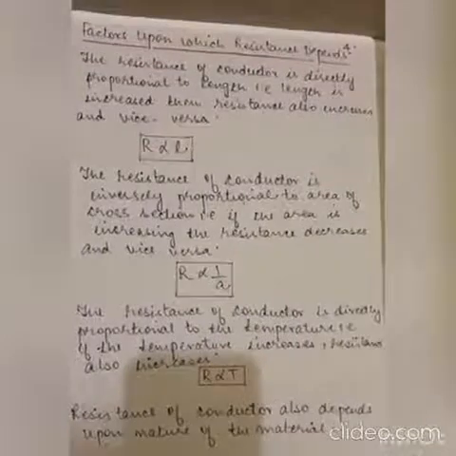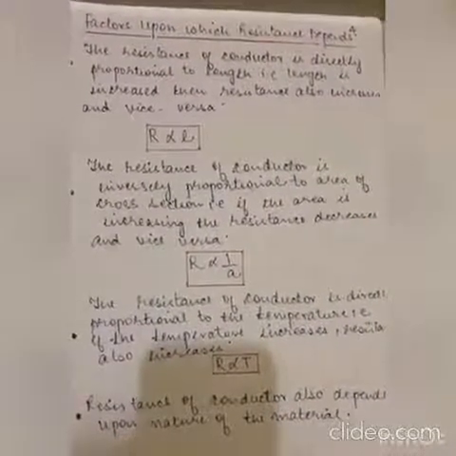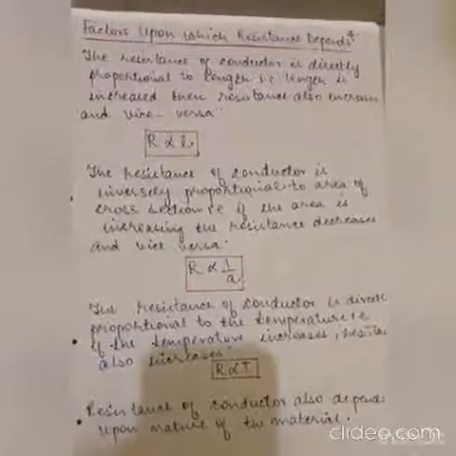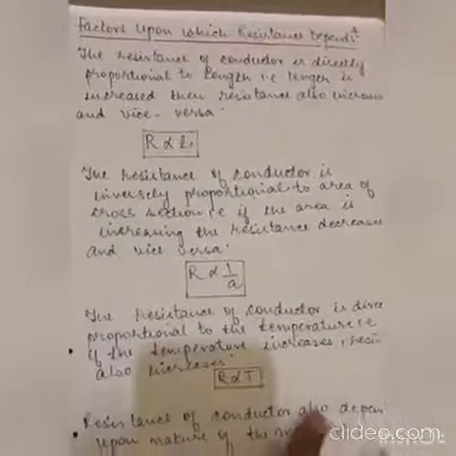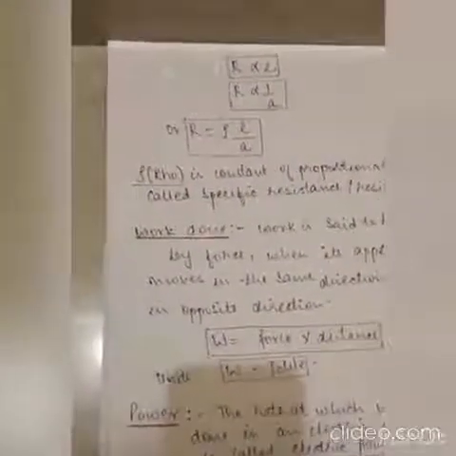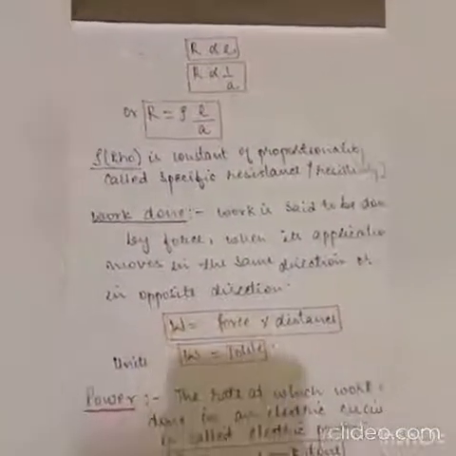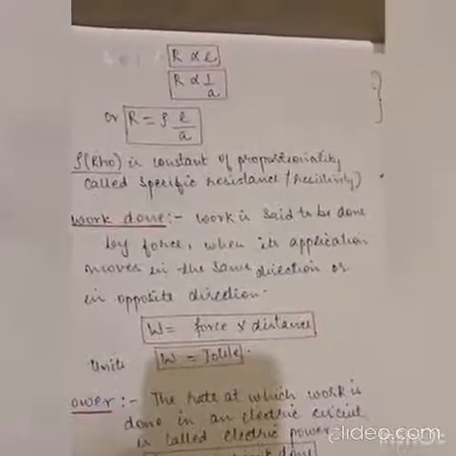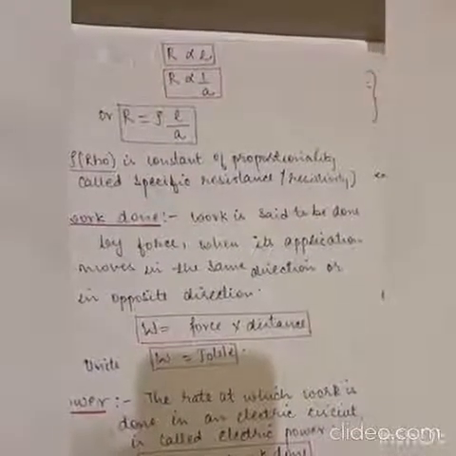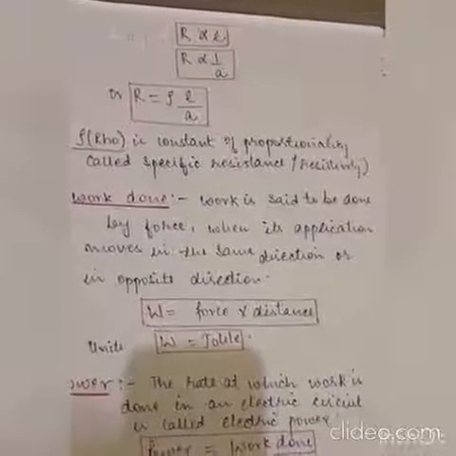Resistance of a conductor also depends upon the nature of the material. So these are the factors on which resistance depends. From all the factors we can conclude one new formula. So next is, resistance is directly proportional to length. Resistance is inversely proportional to area of cross section. So by removing the proportionality sign, we add one proportionality constant, that is rho.